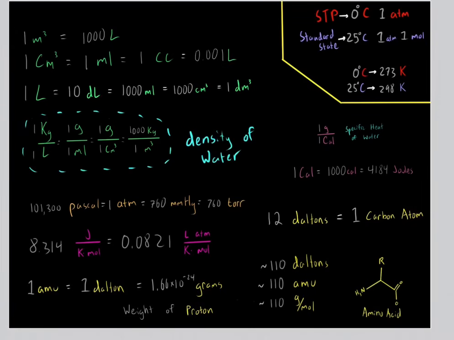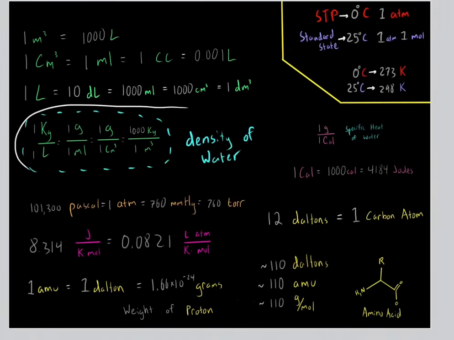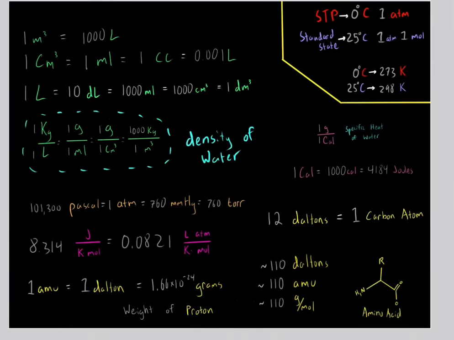For example, 1 meter cubed is the same thing as 1,000 liters. Well, 1 centimeter cubed is the same thing as 1 milliliter, which is the same thing as 1 cubic centimeter, which is the same thing as 0.001 liters. So again, all of these volumes represent the same thing. These are all different ways to represent the density of water. These are all different ways to represent atmospheric pressure.